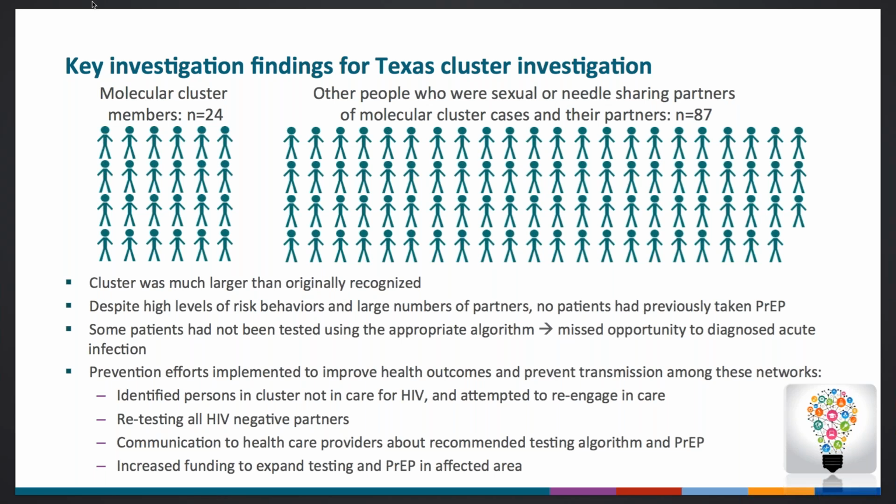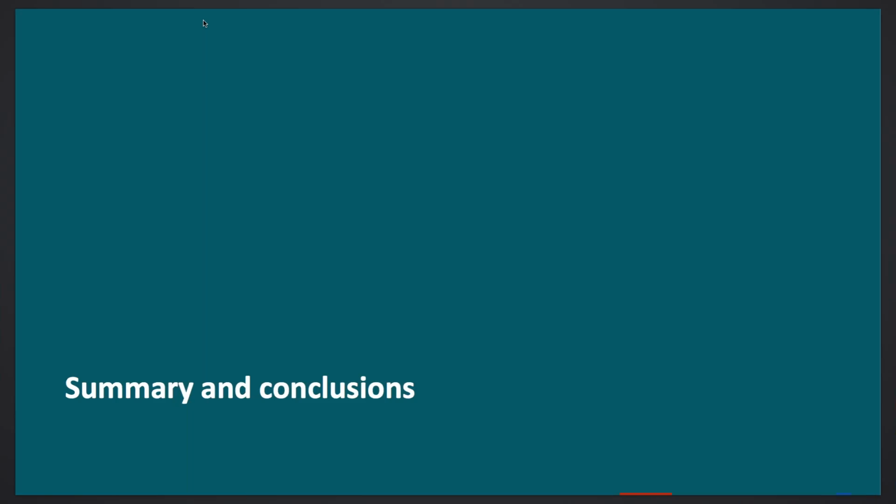So prevention efforts that were implemented to improve health outcomes and prevent transmission among these networks included identifying persons in the cluster who were not in care for HIV and attempting to re-engage them in care, retesting all previously negative partners, communication to healthcare providers about recommended testing algorithm and PrEP, and increased funding to expand testing and PrEP in the affected area. And so this was a great example of how we found both possible individual level interventions, but also sort of bigger picture information that was really useful for the state in how they focused their prevention funds and their prevention efforts. Next slide.